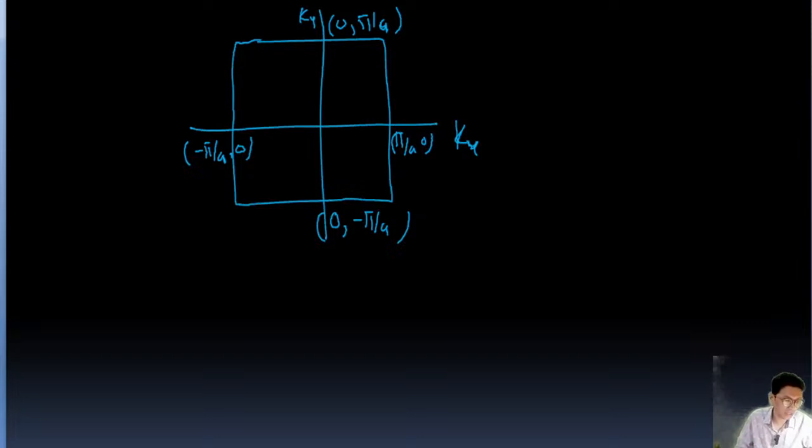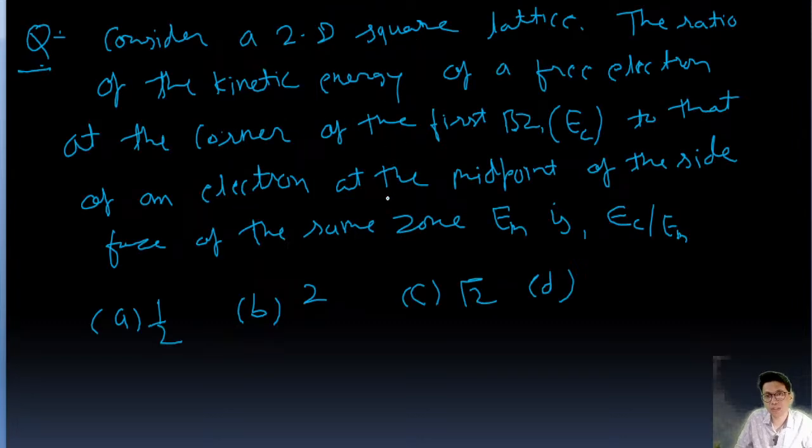So what we need to find out is the energy of the electron at this corner of the first Brillouin zone, and the second electron is an electron at the midpoint of the side face of the same zone, at this point. The kinetic energy at this point and kinetic energy at this point. At this point energy is EC, corner, and at this point is EM. We have to find the ratio of that. This is what is asked in the question.